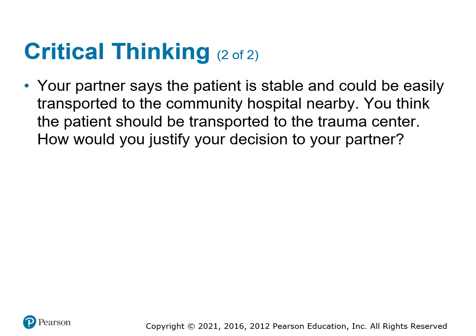Your partner says the patient is stable and could be easily transported to the community hospital nearby. You think the patient should be transported to a trauma center. How would you justify your decision to your partner? So since that patient complains of rib pain and there's a high potential for blunt trauma injury to the chest, we don't know what's going on. And if we take that patient to a community hospital, they may not have the equipment necessary to determine the severity of the injury. So the transport decision should be to the trauma center who has the capability of caring for the patient.